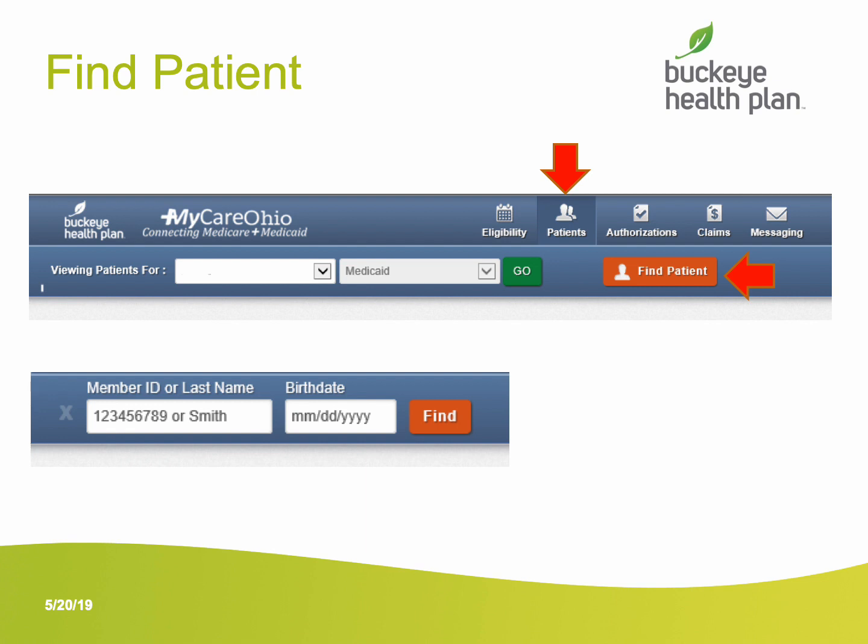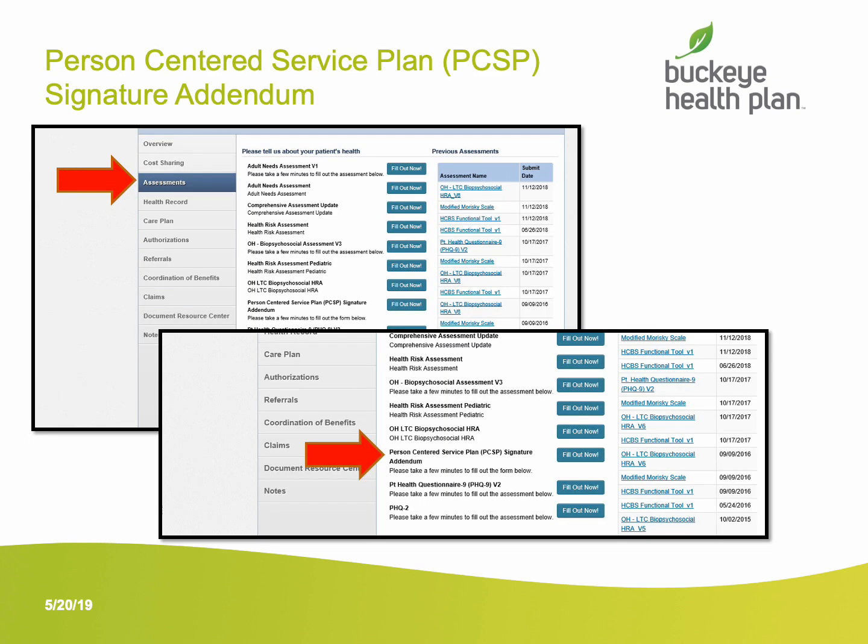A new window will pop up and you will type in the member's date of birth and either their last name or their member ID. Click Find. Next, the member's information will pop up. On the left-hand side of slide 12, the screen capture in the back shows you a menu on the left with Overview, Cost Sharing, Assessments, and a couple more options. Click on Assessments. From there, the information will repopulate and look like the screen capture in the front box.